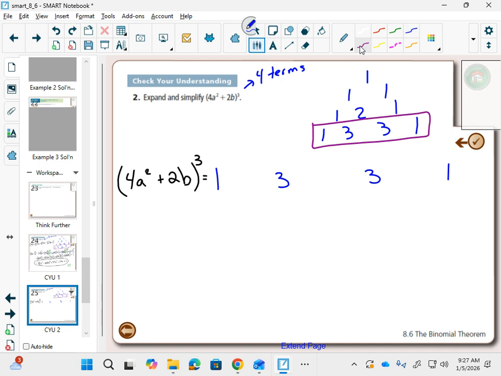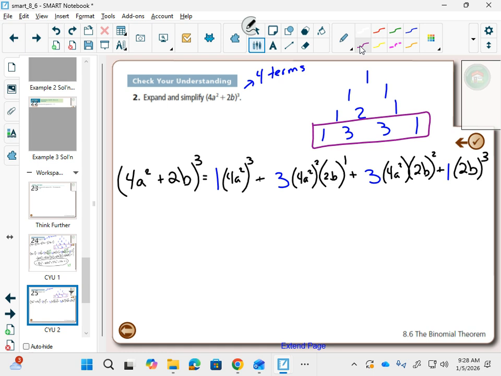We're going to start with the 4a squared 3 times. Then we're going to have the 4a squared 2 times and the 2b once. Then we're going to have the 4a squared 1 time and the 2b twice. And finally, we're going to have the 2b 3 times.